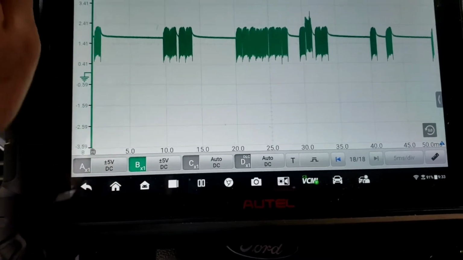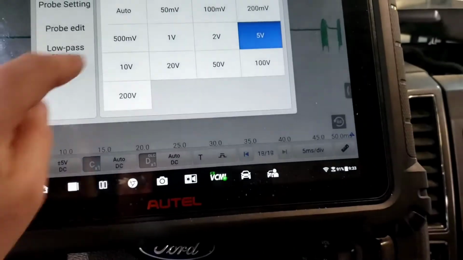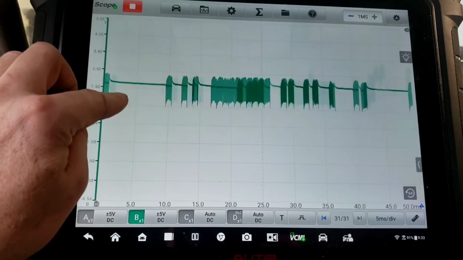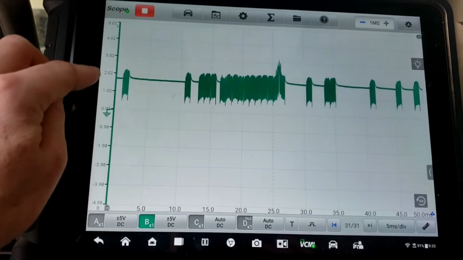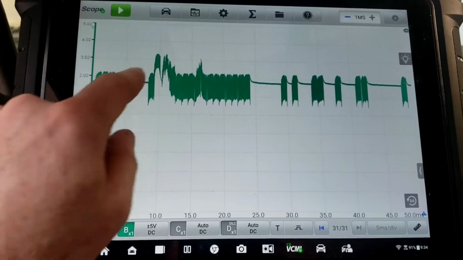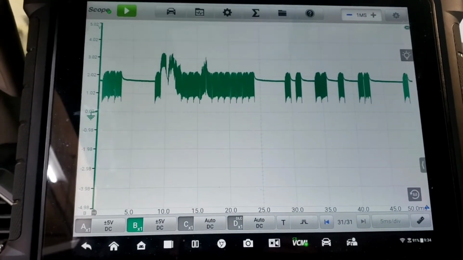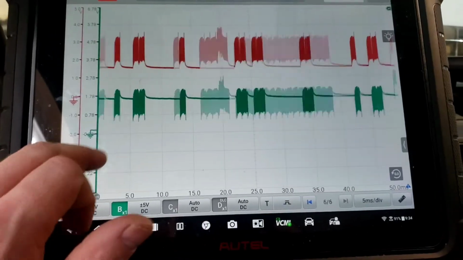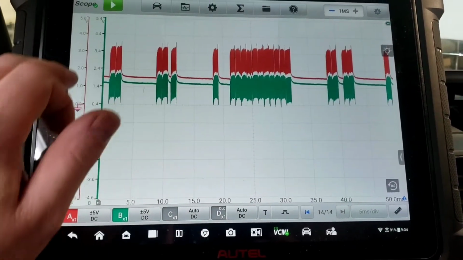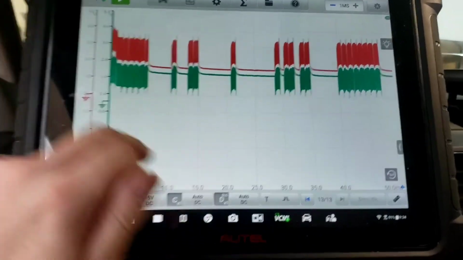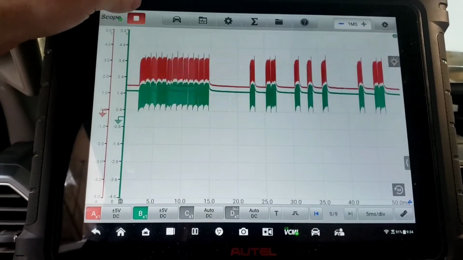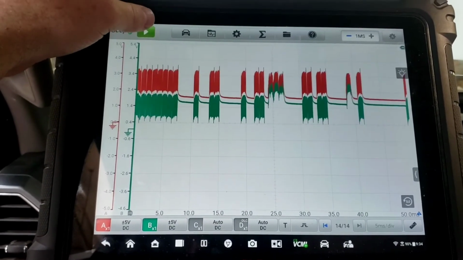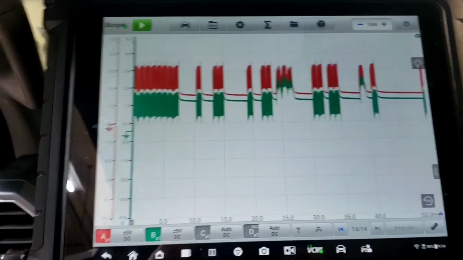And our bias voltage should be 2.5 volts. Should be up in here, but it's way down. And that message is completely corrupt. It's doing it, it's affecting both CAN high, CAN low. Yeah, so it's affecting both, right? Completely wrong.